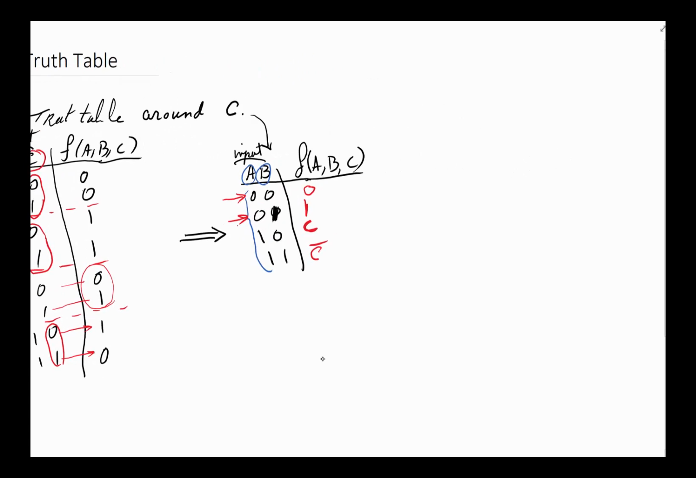Let's say after you finish with this, they come and ask you, can you go ahead and compress it around b also? And the answer is yes, I can compress around b. All we have to do is the same thing we did over there. Group them in groups of 2.